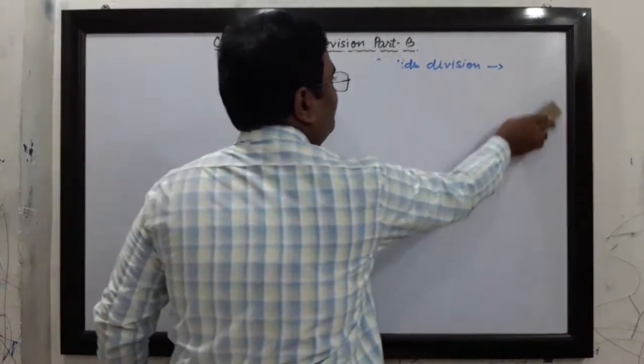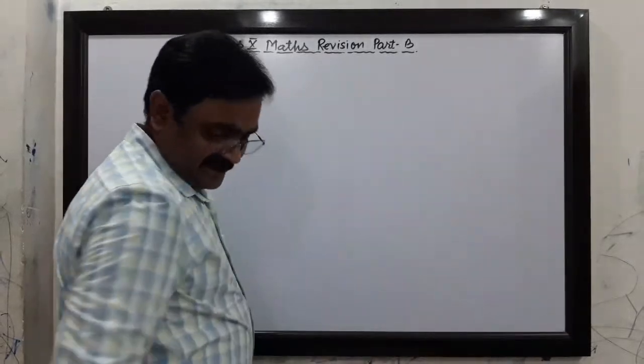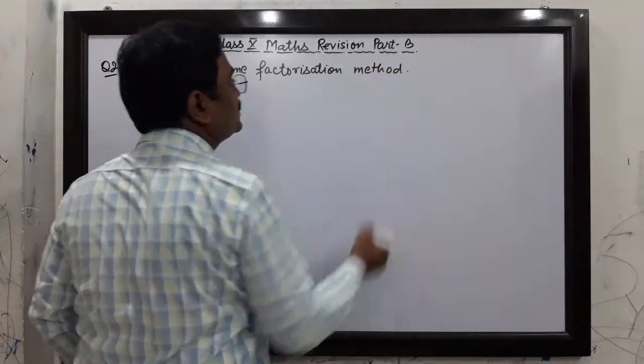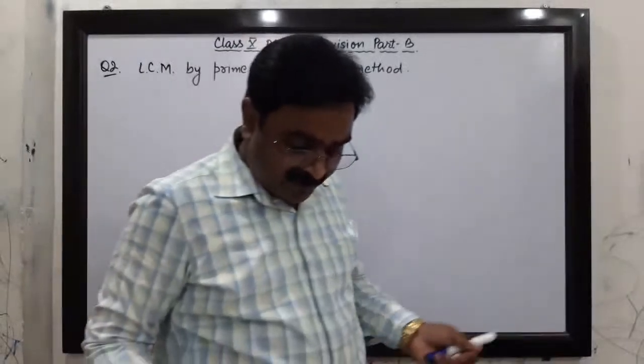Hope you all understand. In this question number 2 it is given: find LCM of the following by prime factorization method. So let us find LCM. Question number 2, LCM we are going to find out by prime factorization method. Right?